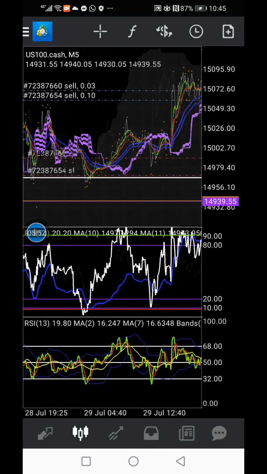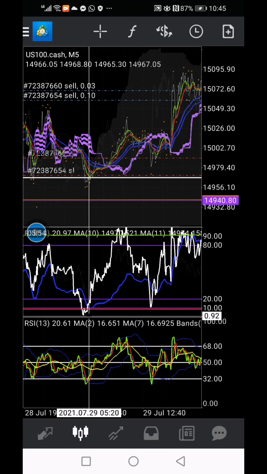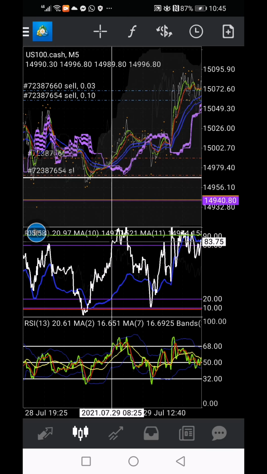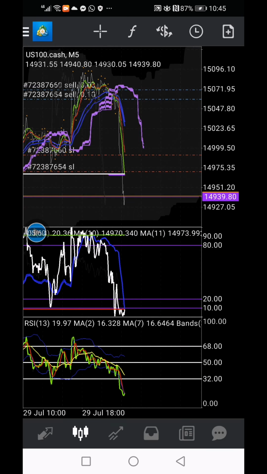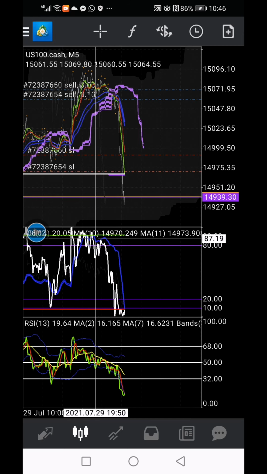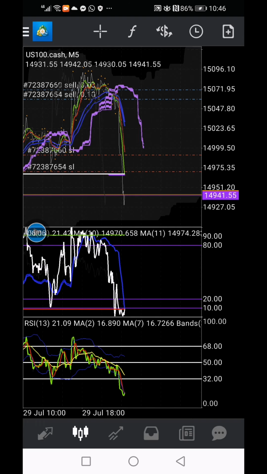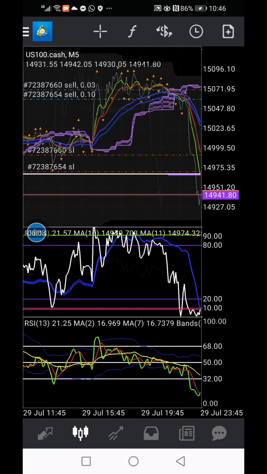Window one is also very simple. When you see this blue line and this white line crossing up, it's a buy. When it's crossing down, like here, it's a sell. I prefer to use 15 minutes and 5 minutes to confirm my trades. And look at this now.